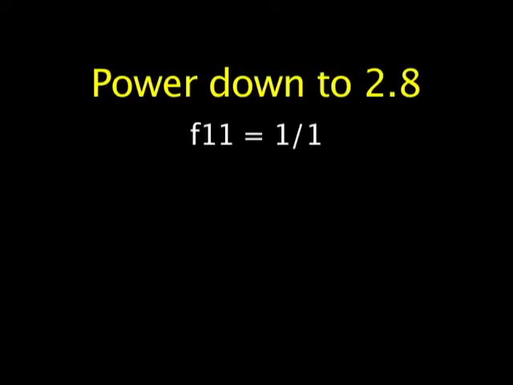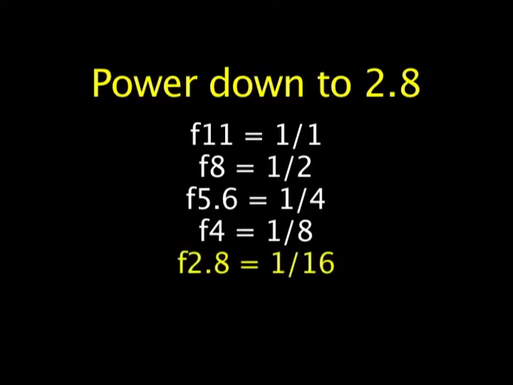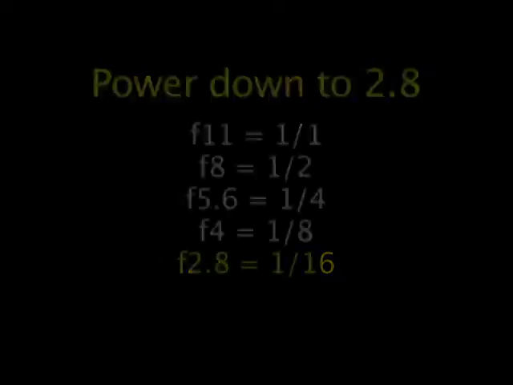f11 is 1 to 1, f8 would be shot at a half, 5.6 would be at a fourth, f4 would be at an 1/8. So 2.8 would be at 1/16th power. So what we're saying here is at 1/16th power with the flash 10 feet away, we're going to have an output of 2.8.